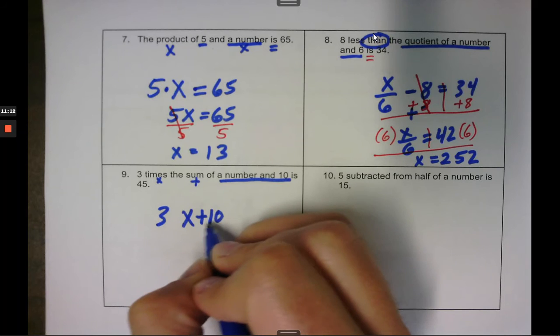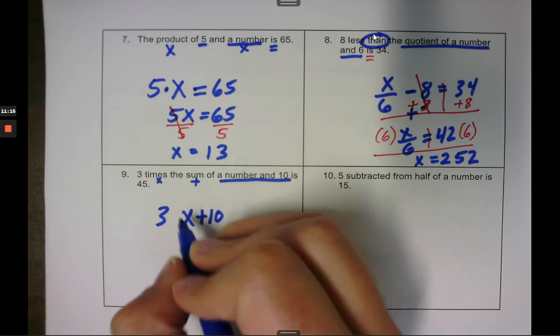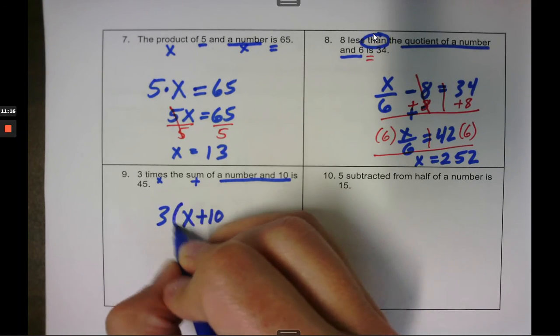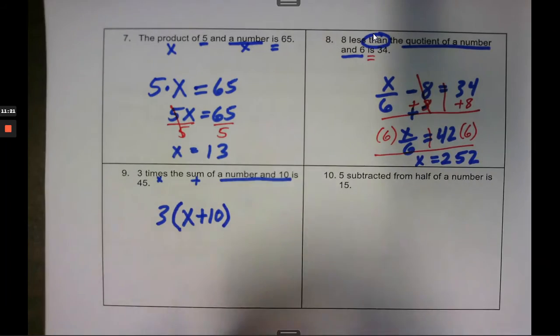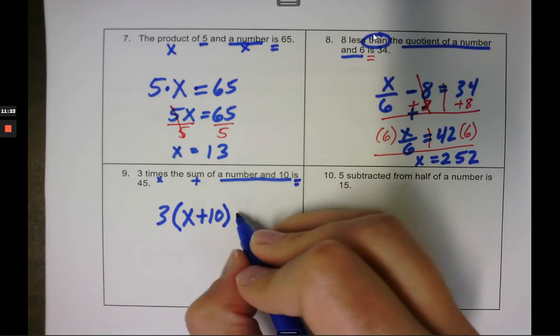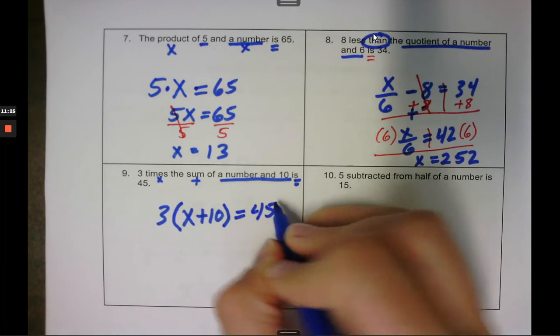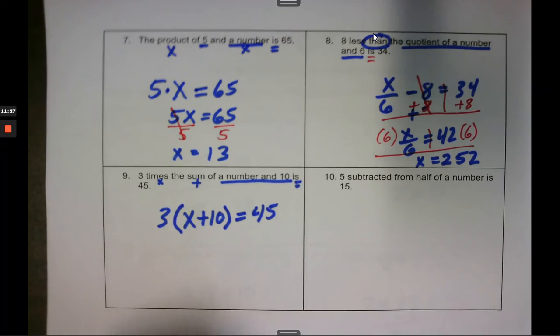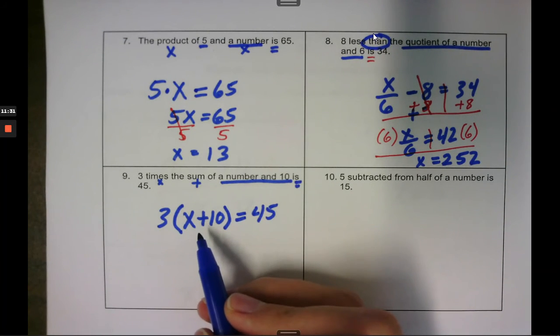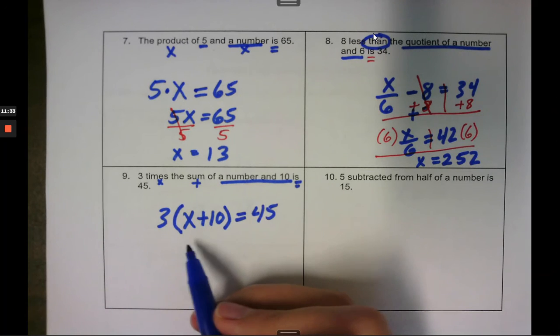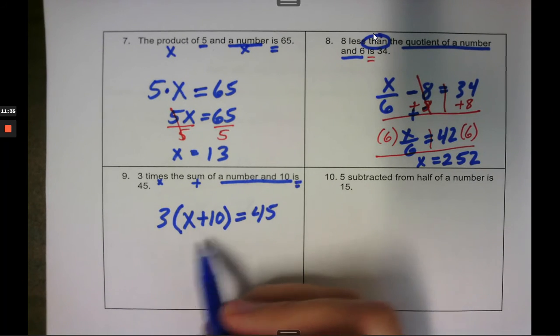So the x and the 10 need to be grouped together, and in order to group things together, we need to put it inside of parentheses. And since it is 45, then it's going to equal 45. Okay? Now, this is 3 times this. There's actually 2 ways you can do this problem. You could distribute, if you remember how to distribute, and you could go from there.